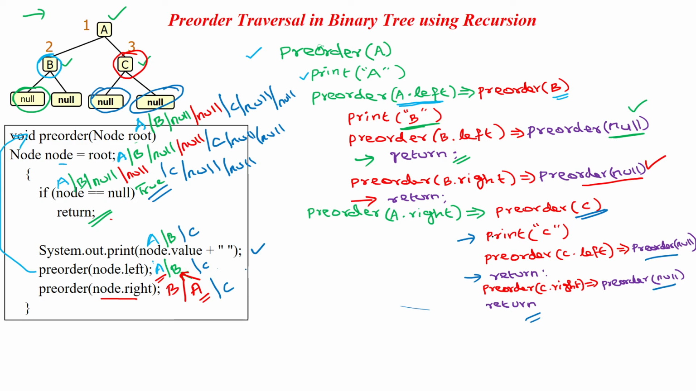Once that is over, you see that for all the nodes, all three lines have been executed. Once all the nodes are visited, the algorithm will stop. Thanks for watching.